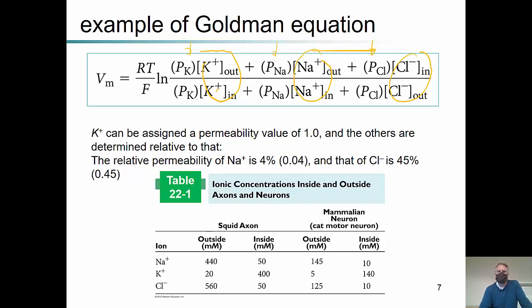If you punch in the numbers here for squid, where the relative permeability of sodium is 4% of potassium, so we multiply it by 0.04, and chloride is 45%, so we multiply by 0.45, we end up for squid with a resting potential of about 0.0625, which is about minus 62.5 millivolts approximately. That is somewhere between what we calculated for sodium and potassium, which maybe isn't surprising.